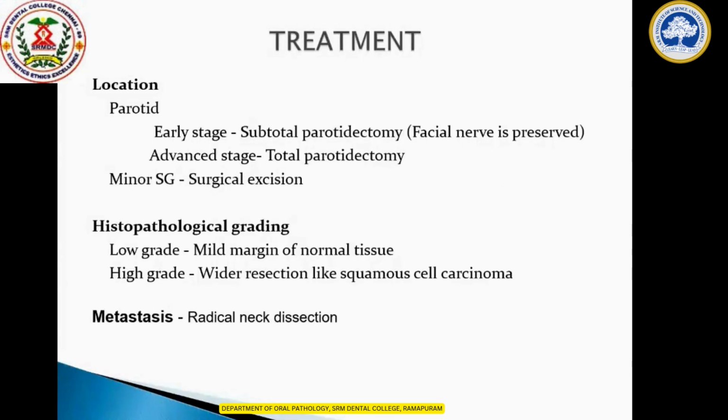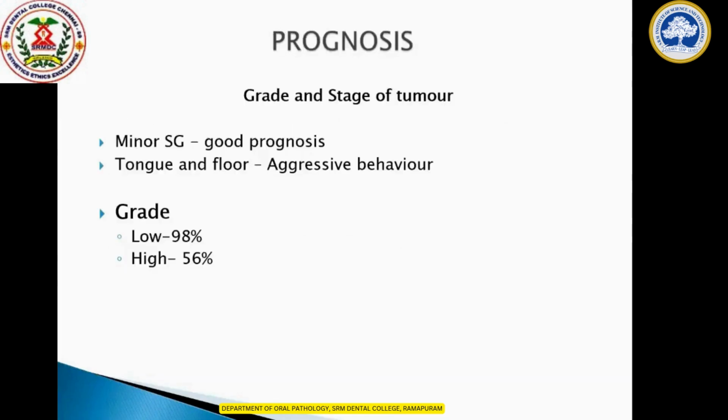If it's going to be a high grade tumor, what are you going to do? You're going to go for a wide surgical resection like any squamous cell carcinoma or any other carcinoma for that matter. And if you see metastasis, to prevent the metastasis, a radical neck dissection can be done. And the prognosis of the tumor depends upon the grading and the staging of your tumor.